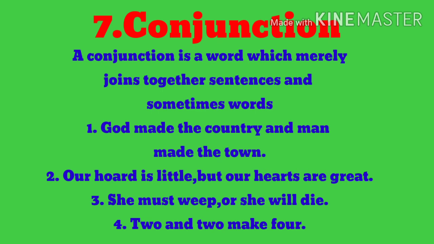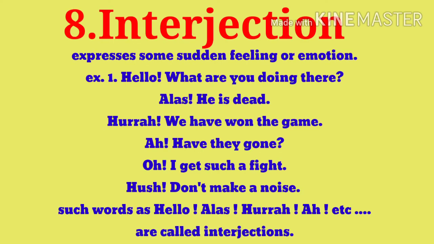In the first, second, third examples, the conjunctions join together 2 sentences. And in the fourth example, the conjunction joins together 2 words only. Now, let us know the eighth part, interjection. An interjection is a word which expresses some sudden feeling or emotion.